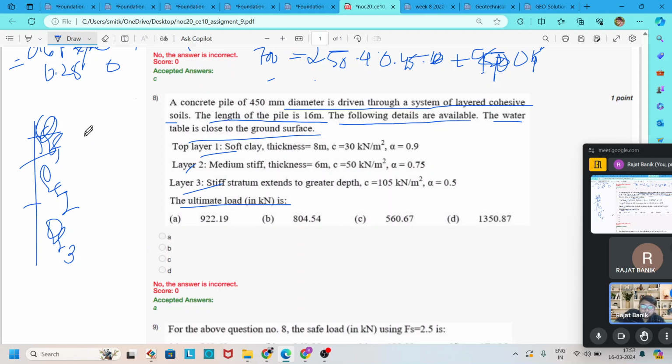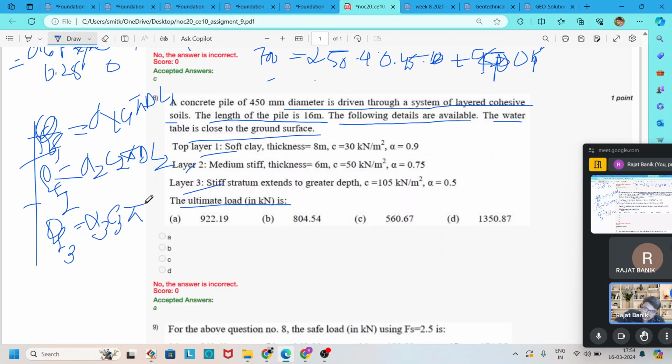So QF1 is equal to alpha 1 C1 pi D L1. QF2 is alpha 2 C2 pi D, because the diameter is the same, L2. And QF3 is alpha 3 C3 pi D L3. L1 is given as 8 meter, L2 is 6 meter, but L3 is not given. The total length is given, so subtract 8 and 6 from 16 and get 2 meter. So L3 is 2 meter. Alpha 1 is 0.9, alpha 2 is 0.75, alpha 3 is 0.5. C1 is 30, C2 is 50, and C3 is 105 kilonewton per meter square.